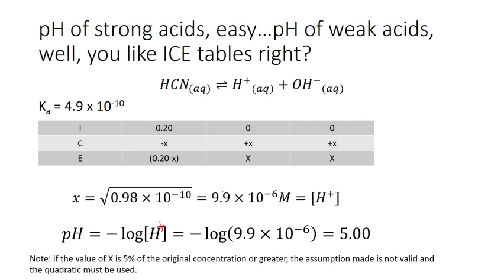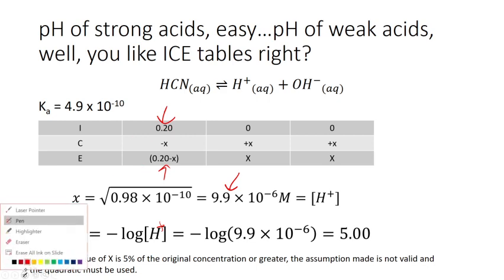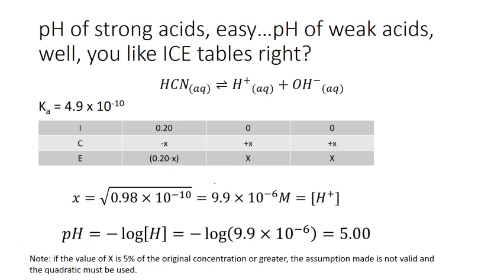So like if this value of x had been 5% or greater of our original value, right, 2 or 0.20, then we could not have made that assumption. But because this value is much less than 5% of this, our assumption is valid. We do not have to go back and calculate using the quadratic equation.